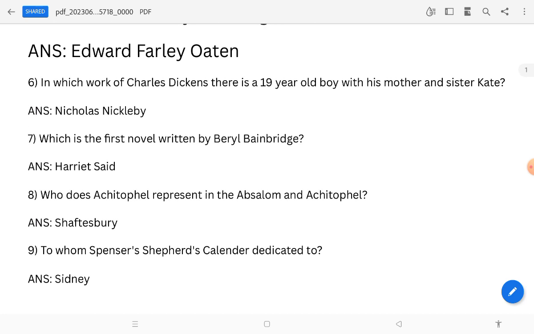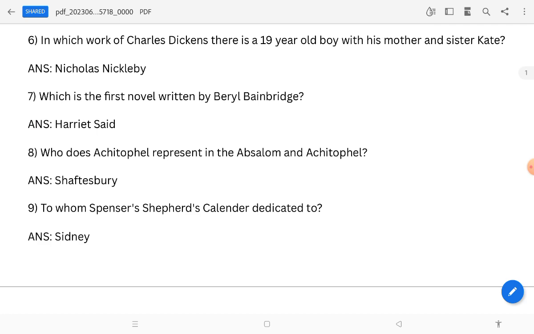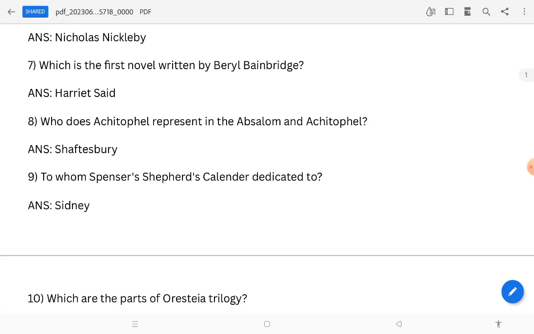Then question number 6. In which work of Charles Dickens is there a 19-year-old boy with his mother and sister Kate? And the answer will be, you all know, Nicholas Nickleby. Then question number 7. Which is the first novel written by Beryl Bainbridge? The answer will be Harriet Said. Beryl Bainbridge was an English writer, and the answer will be Harriet Said.